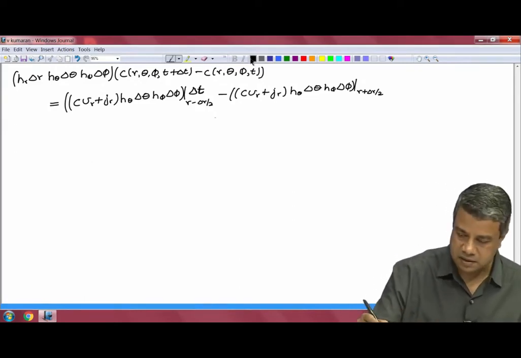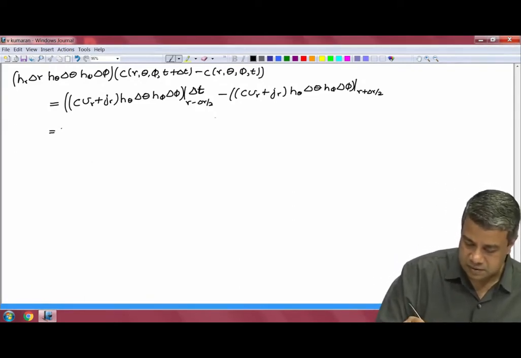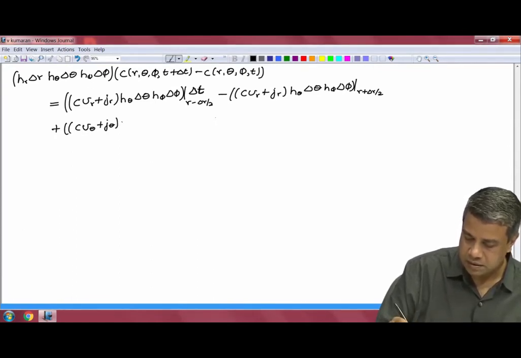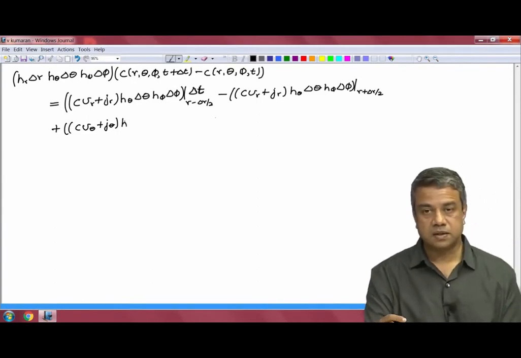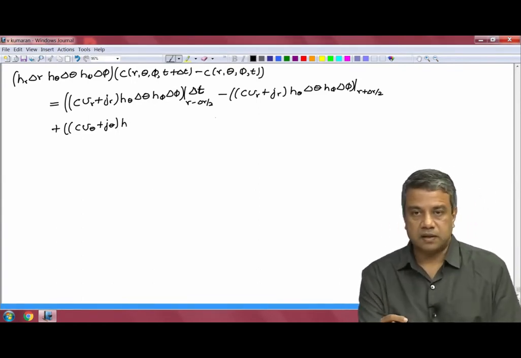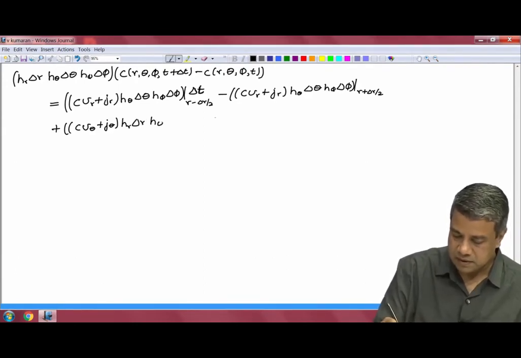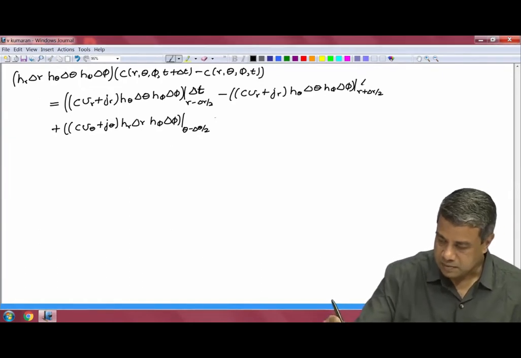Similar equations in the theta and phi directions. So, C v theta plus j theta times the surface area perpendicular, which is the product of hr delta r h phi delta phi, the whole thing at theta minus delta theta by 2, times delta t.